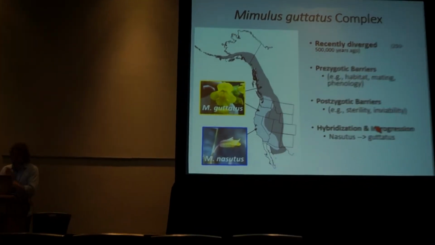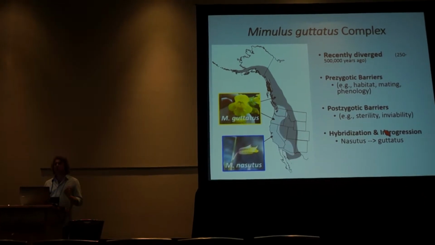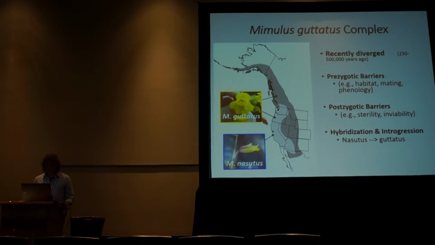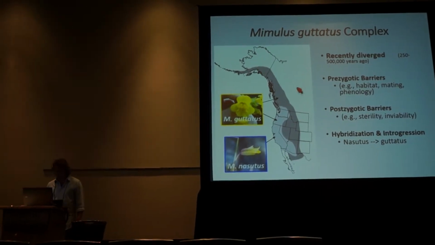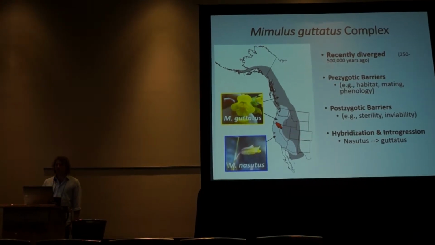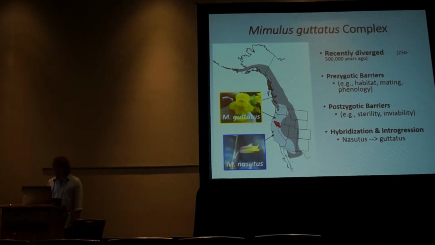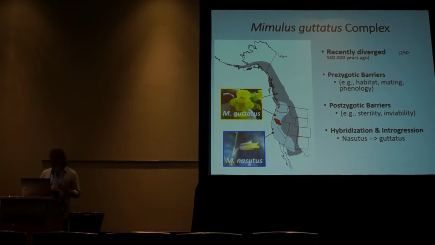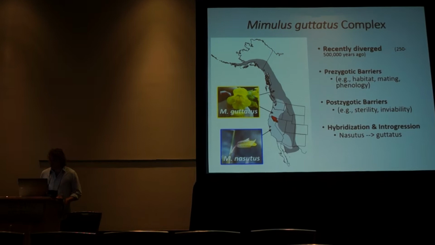I'm studying incompatibilities in the Mimulus guttatus complex, and really just two species shown here, Mimulus guttatus and Mimulus nasutus. So you can see that guttatus is everywhere in the shaded region, and Mimulus nasutus is nested within that range. And these are cool species to study speciation with because they're very recently diverged, between 250 and 500,000 years ago.